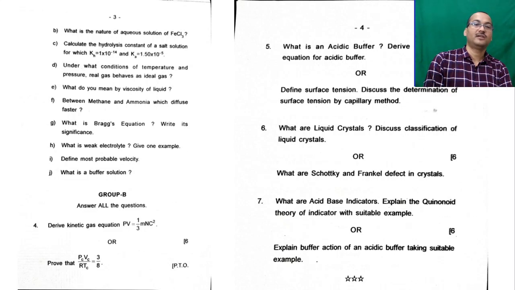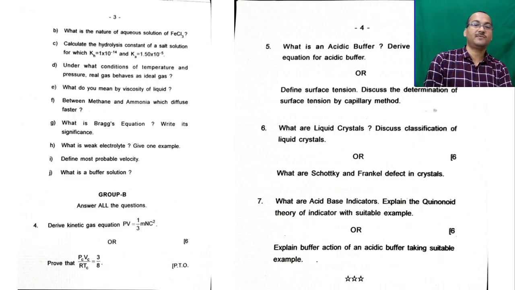Next question, what is weak electrolyte? Give one example. Define most probable velocity. What is a buffer solution? Next we will move to question number 4 where you will get each question 6 marks.